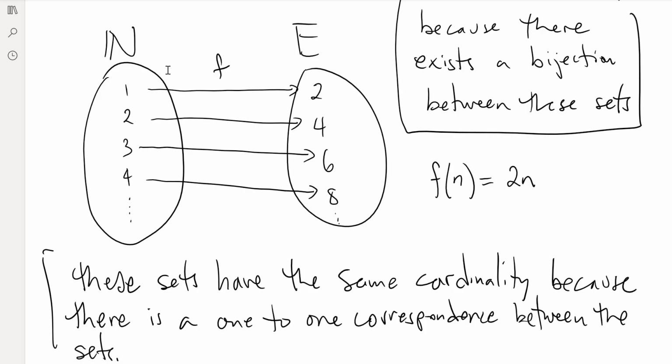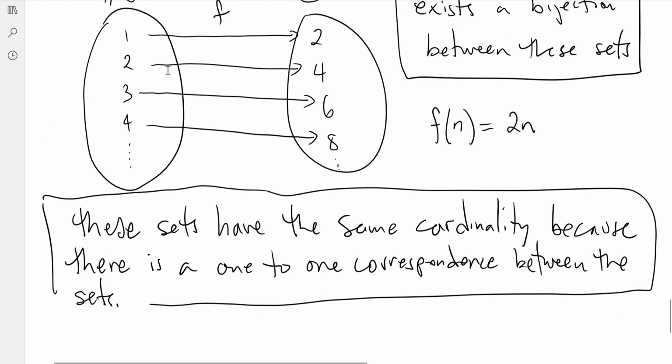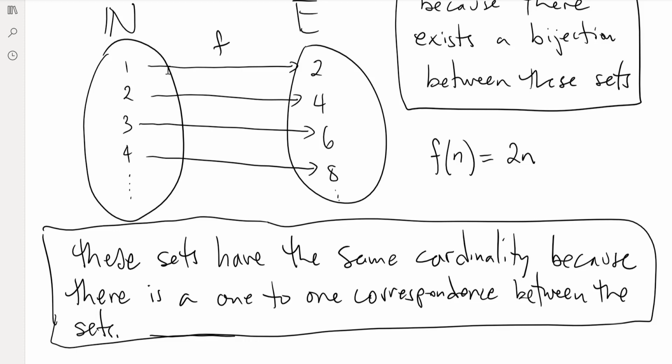Another way to answer that question is to say these sets have the same cardinality because there exists a one-to-one correspondence, because there is at least one bijective function that we can think of that forms the one-to-one correspondence.